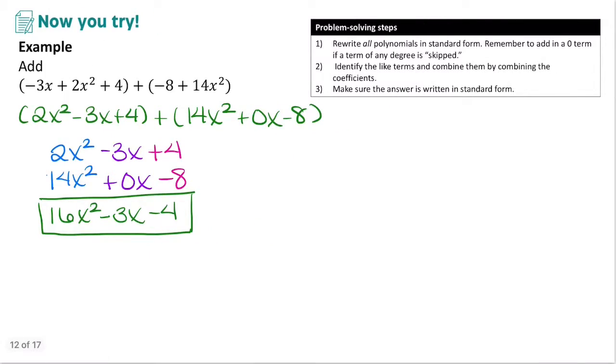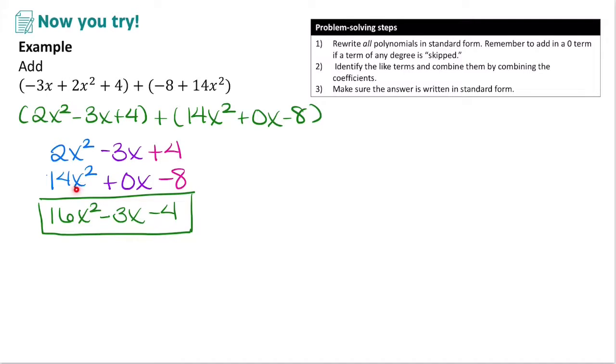So here, once again, we have some polynomials that are not in standard form. So the first step was to rewrite them. So the first polynomial I rewrote as 2x squared minus 3x plus 4. The second one I rewrote as 14x squared minus 8, but I needed to add in the 0x term because it doesn't have an x to the 1 term.